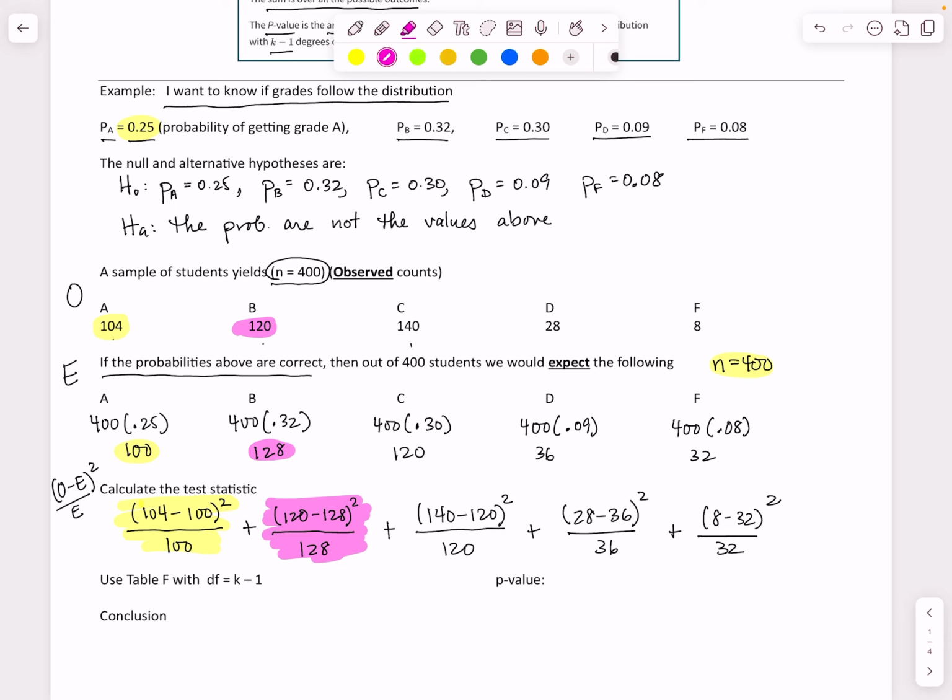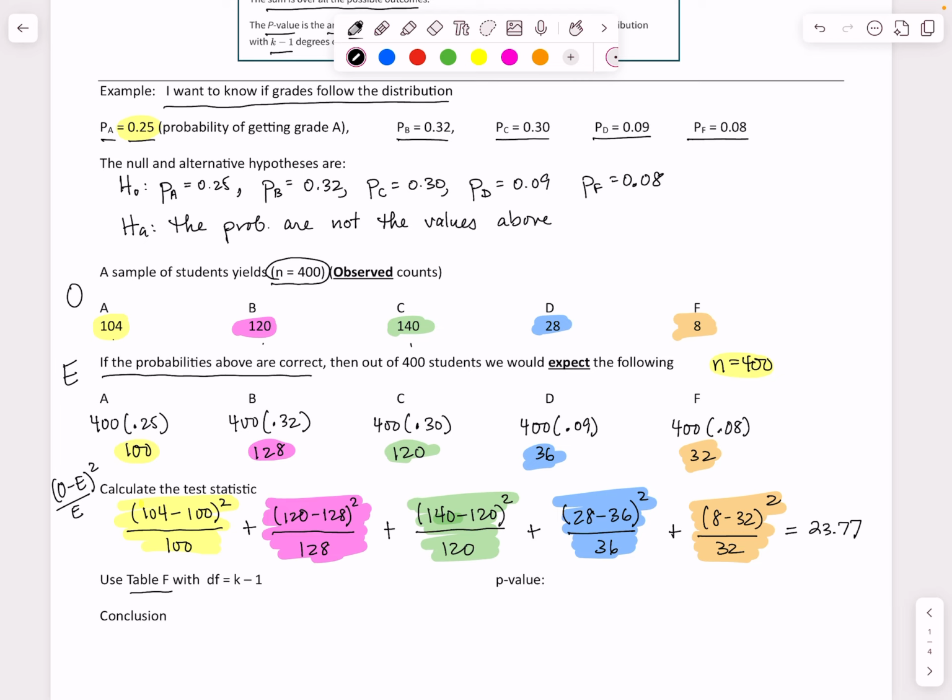And so then what I have here is these are the C's. This is what for the D's. And then these are for the F's. And this is the chi-squared test statistic. So this works out to be 23.77. So then now we're going to need to use table F.